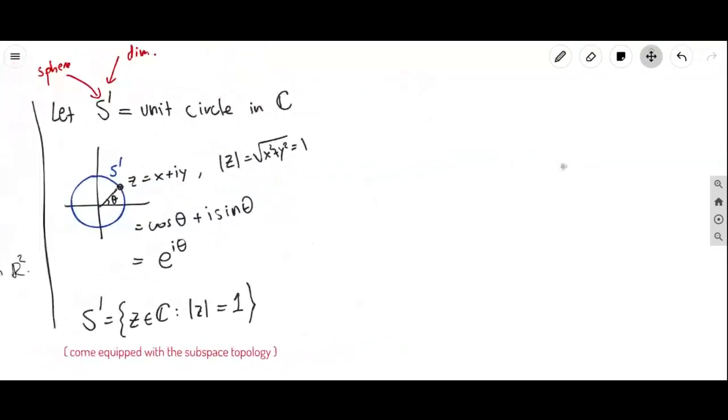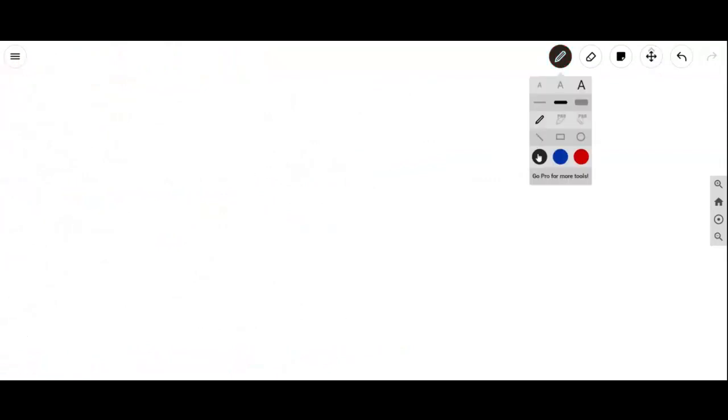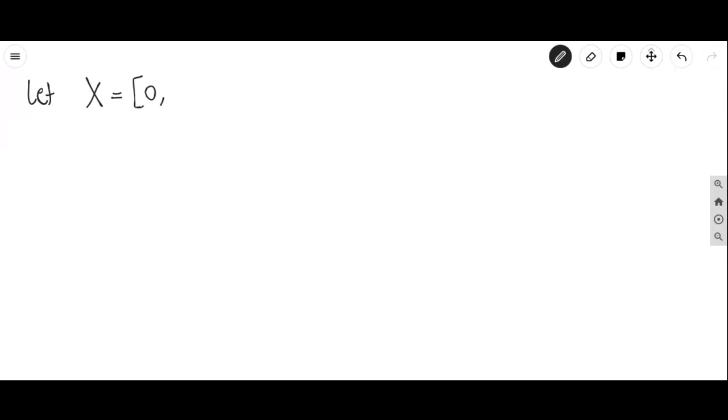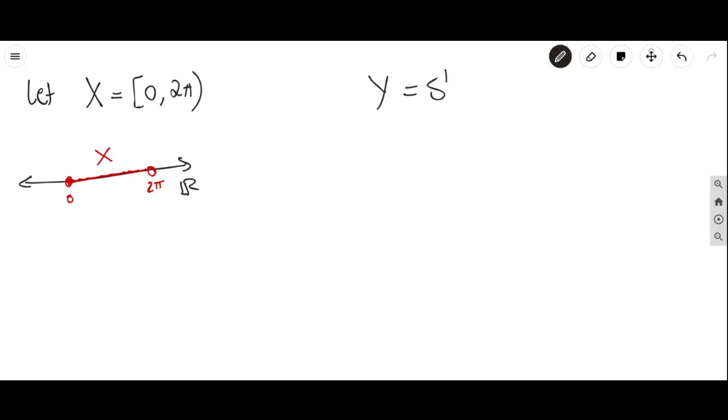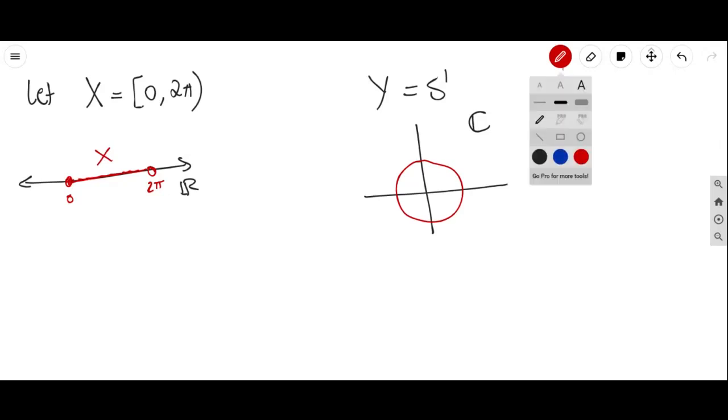So now let's do this. Let me move this aside. Let X be the following interval. This is the interval that contains 0 and goes up to 2 pi, with 2 pi not being included. So on the real line, you have 0, then 2 pi not included, and all of this. That's the interval, so this is X. And then Y is going to be the unit circle. You have your complex plane, and within the complex plane, you have the unit circle. And you're going to define the following mapping, F.